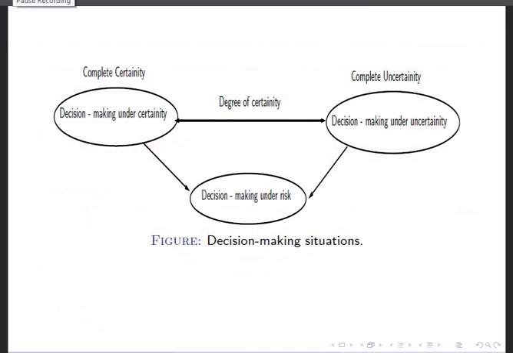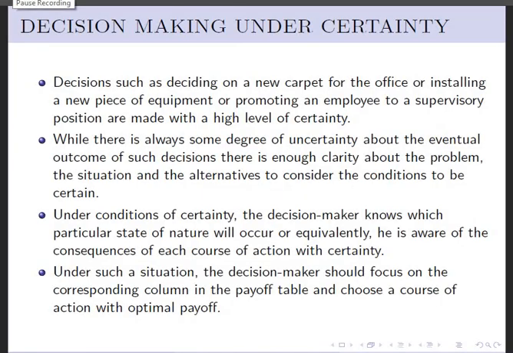This figure shows that decision making under risk is some part of decision making under certainty and decision making under uncertainty. Since the decision maker knows or is aware of the consequences of each course of action with certainty, that person would focus on the corresponding column in the payoff table and choose a course of action with optimal payoff. For example, buying a new carpet, installing a new equipment, promoting an employee.